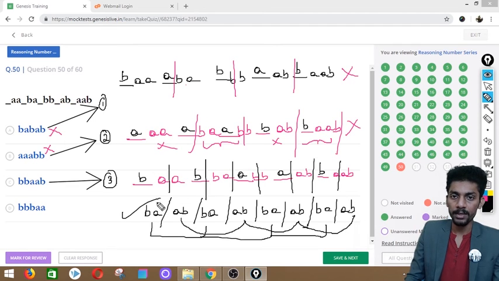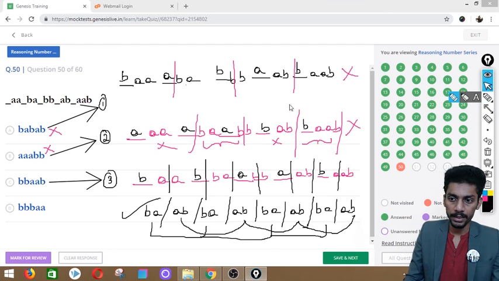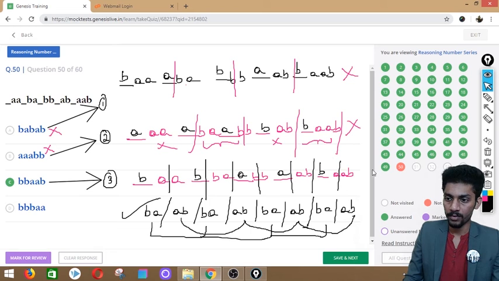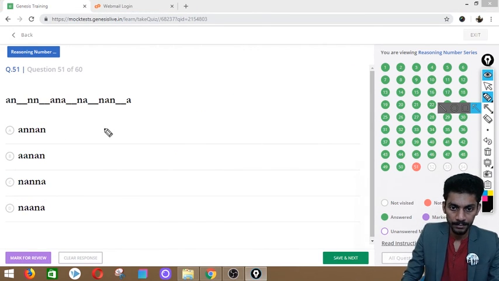So the same pattern is followed. Similar kind of pattern is followed. In which option is it followed? It is followed in option C. So the answer is option C. Go for the next question. Clear? Let's solve the next one. Question number 51.